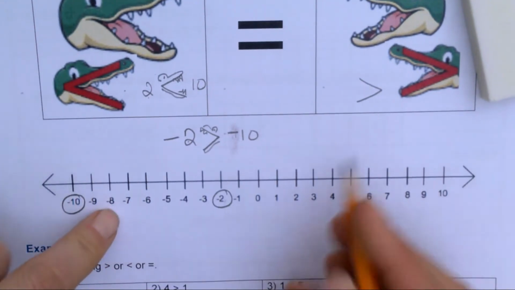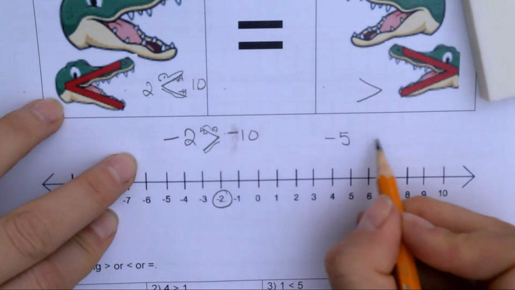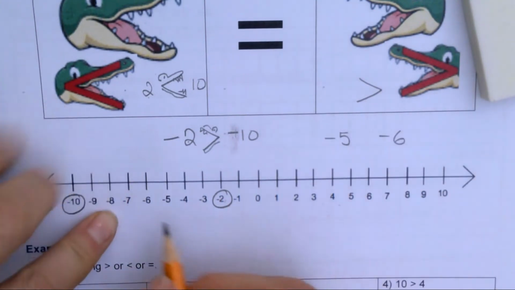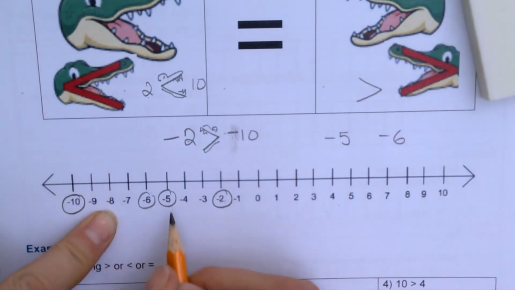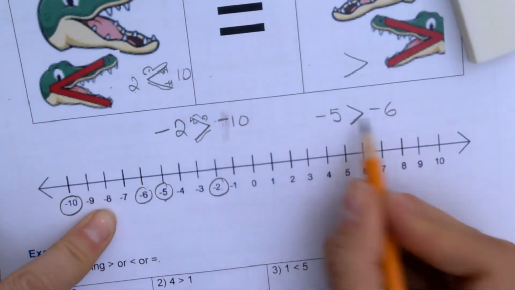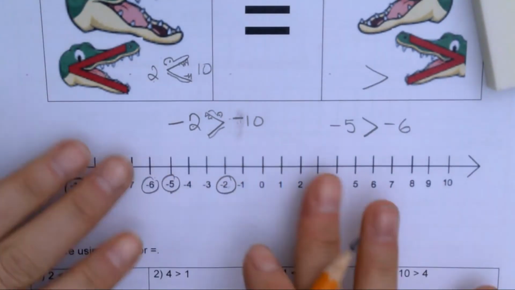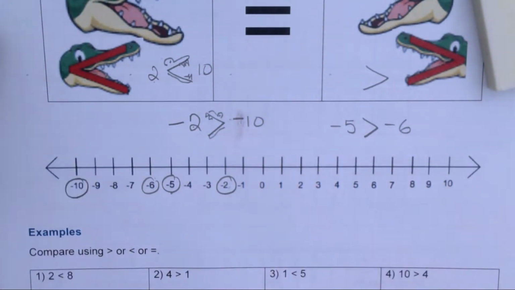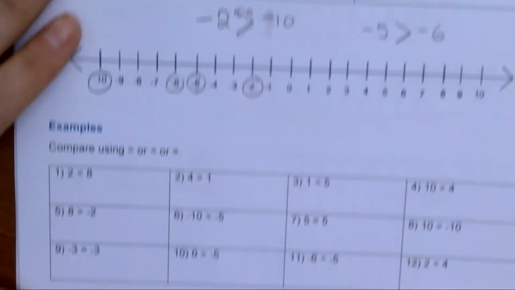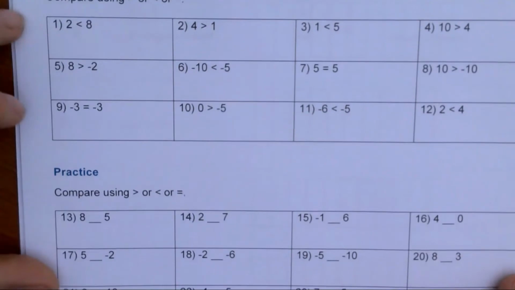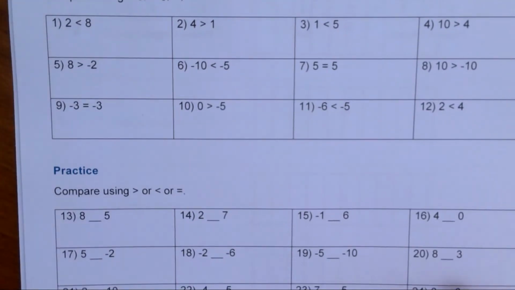Okay, so if I have -5 and -6, I just go -5, -6. -5 is bigger, so it goes towards that direction. Okay, so when you have negatives, use a number line and sort of check and see which one's bigger. The difficult part is knowing how to say it when you read it.